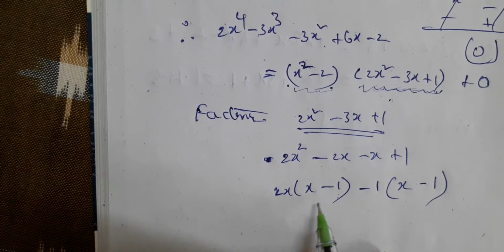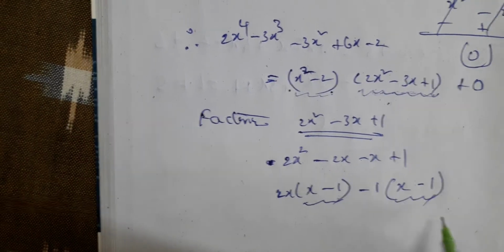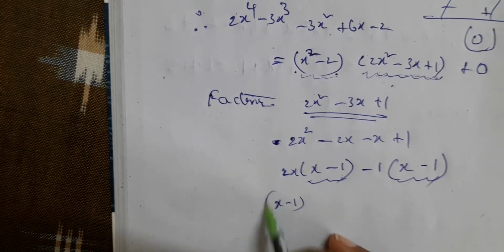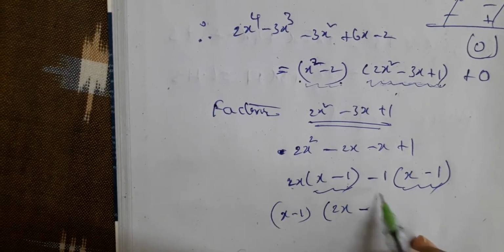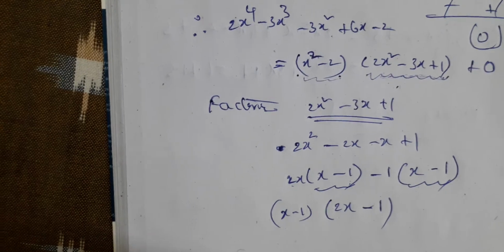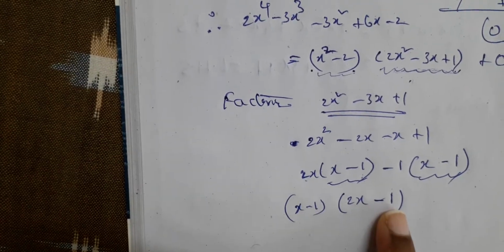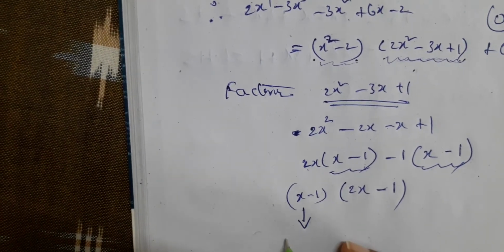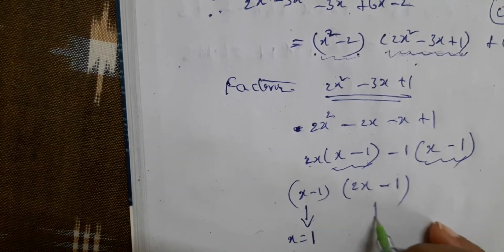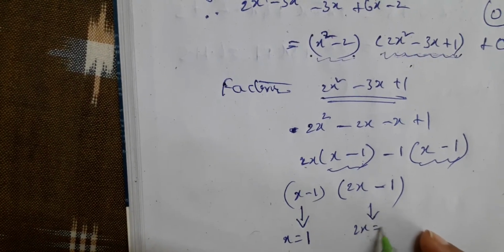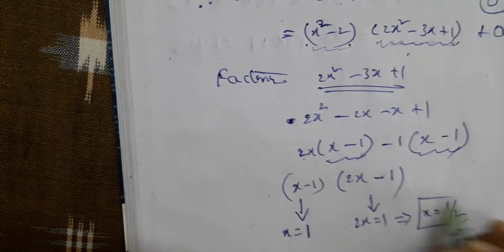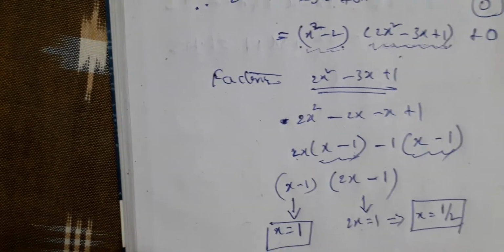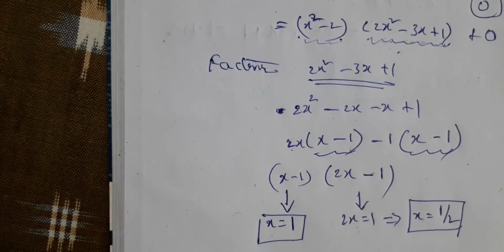So what did we get? x minus 1 is common in both the terms. So take x minus 1 common. So you got in the first term left with 2x. In the second term we are left with minus 1. So x minus 1 into 2x minus 1. So that means from this we got x value to be equal to 1. And from this we got 2x is equal to 1, implies x is equal to 1 by 2. So you got both the roots now. x is equal to 1 and x is equal to 1 by 2.